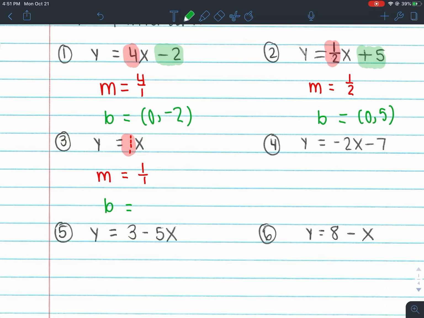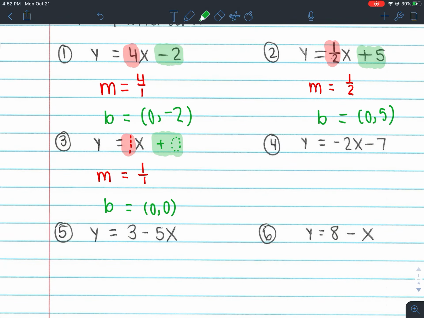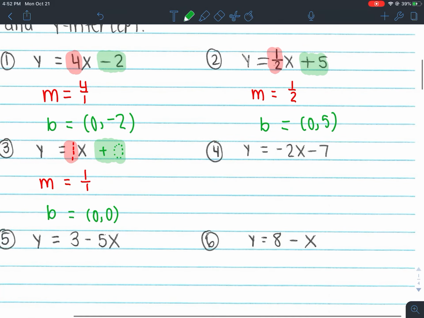And then what is our y-intercept? Well, there's no number here, so everything else had a number that was next to it, but this one doesn't. So what is nothing represented as a number? 0, right? If I say I have nothing, then it means I have 0. So there's technically a plus 0 here, an imaginary 0. So that means my y-intercept is (0, 0). Okay?